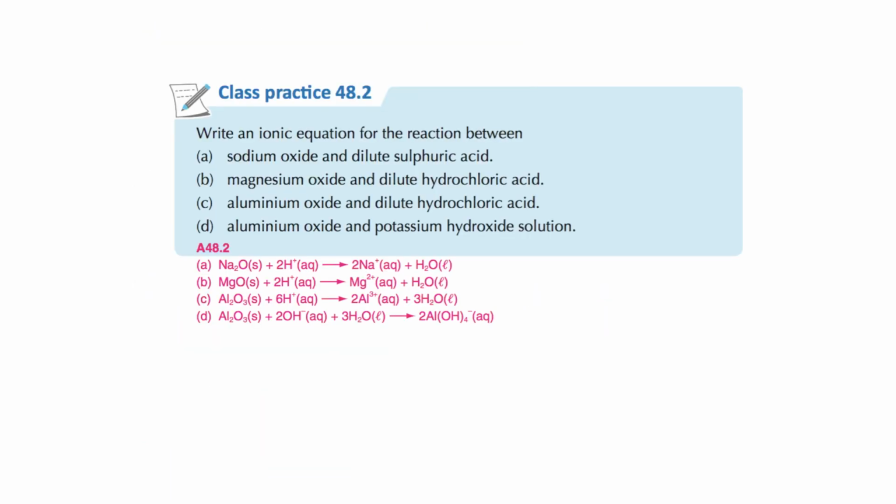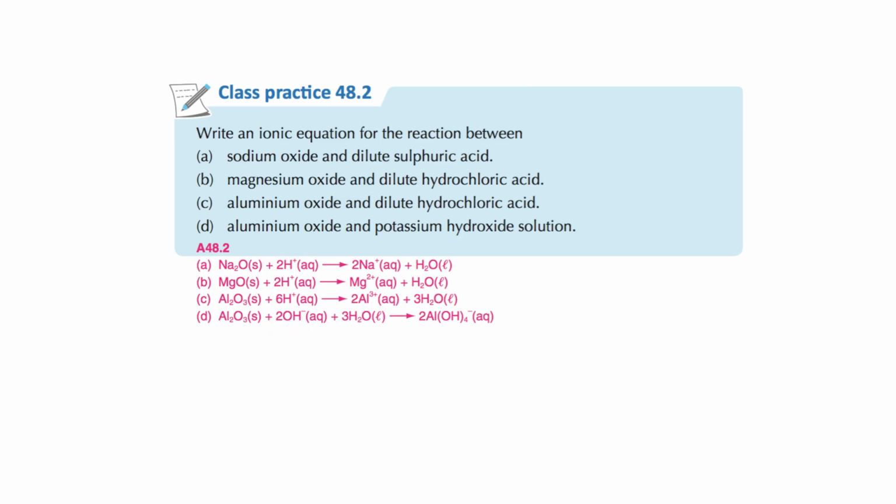Next, we have a look at the class practice. So this is the ionic equation writing. You have to practice a little bit. The sodium oxide, magnesium oxide, aluminum oxide, all these things are solids. So do remember, don't change them into ion form. But for the other part, they are acid and alkaline, so you can put them into H plus and OH minus.